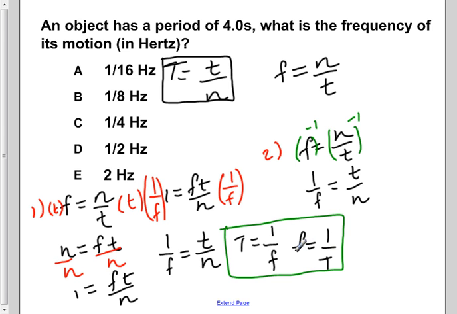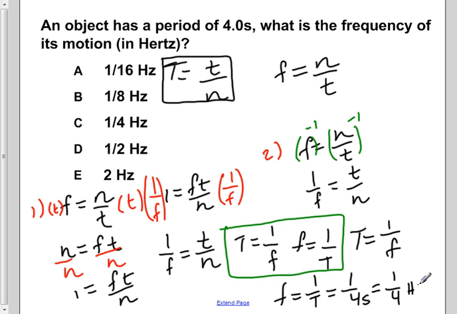So with that being said, we now have a relation that the period T is equal to 1 over F. And we also have F is equal to 1 over T. Now, the question initially asked what is the frequency of its motion. We know that the period is 4 seconds, so by plugging this into the equation, we find that the frequency is 1 over 4 seconds, which would be 1/4 hertz, which corresponds to answer choice C. A quarter of a hertz, 1/4 hertz.